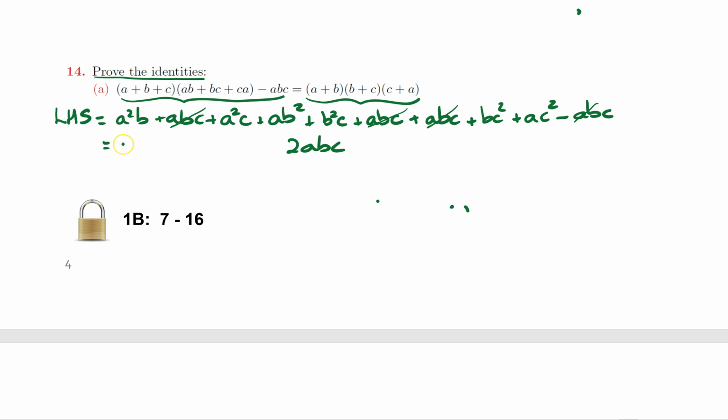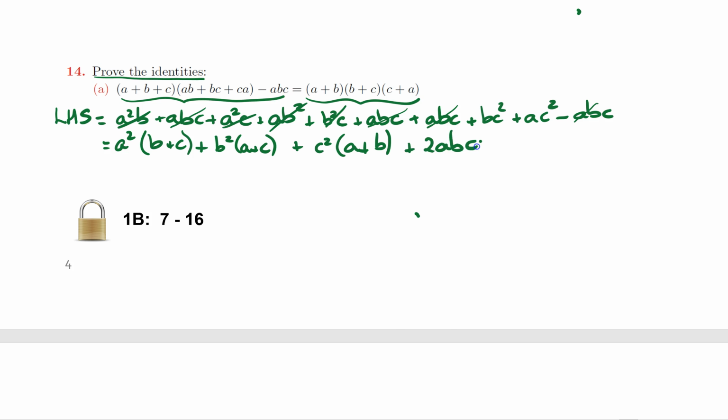So that gives us A squared outside of B plus C, plus B squared outside of A plus C, and C squared outside of A plus B. And what did we say? Plus 2 ABC. In this case, it's not immediately apparent, at least to me, how that is the same as this.